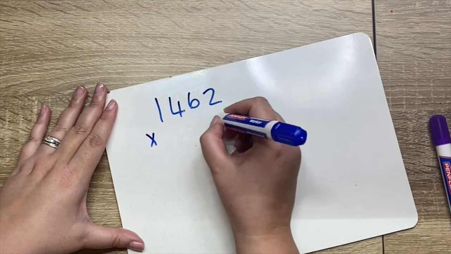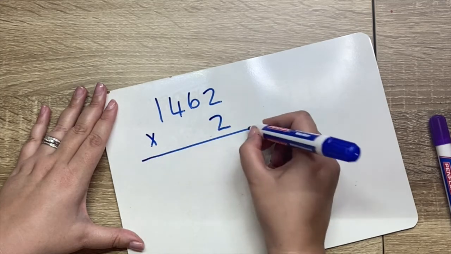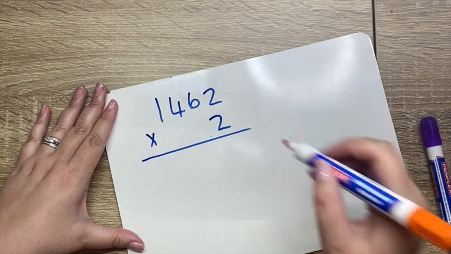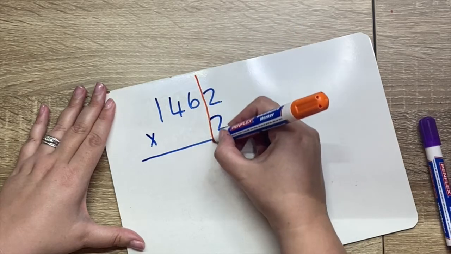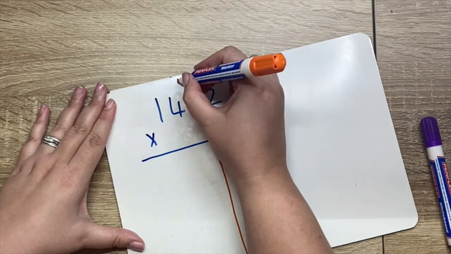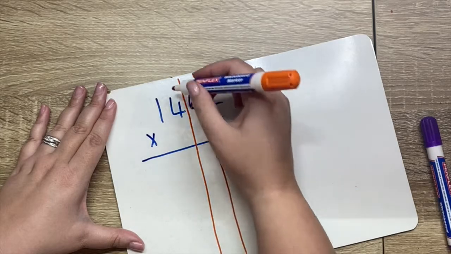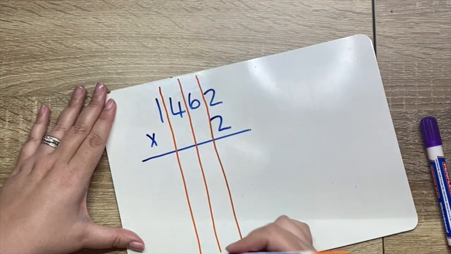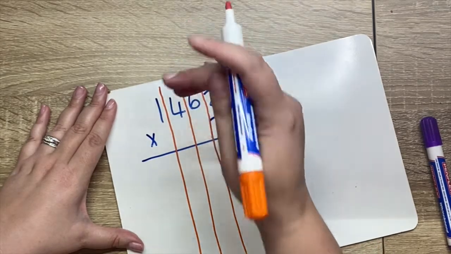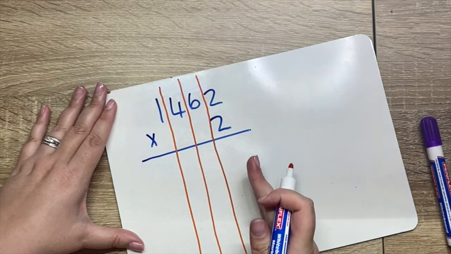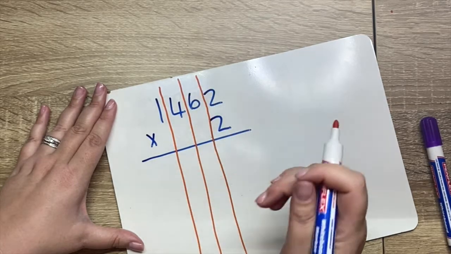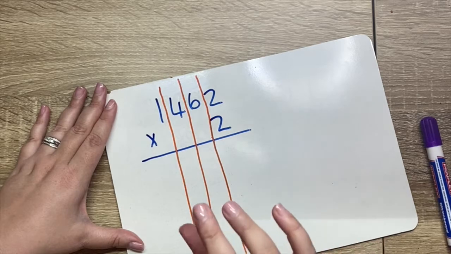So times 2. Once again, it's very important to draw these lines so that you don't get confused as to where to write the number. It's very important that you remember that a unit has to be in the unit column. A 10 has to be in the 10 column, because if it's not, it's going to change the value of your number.